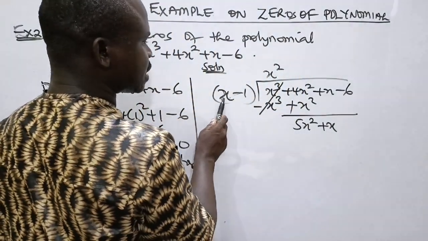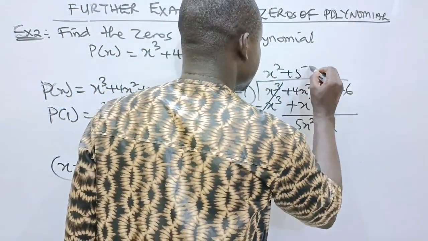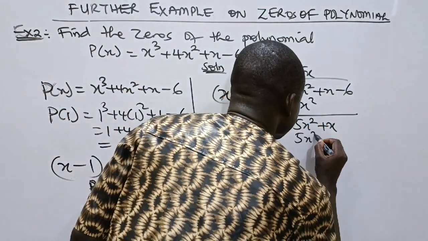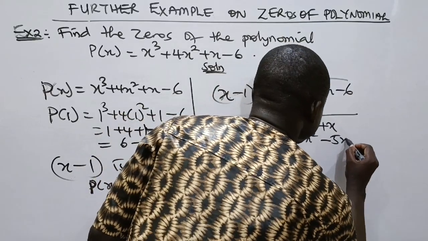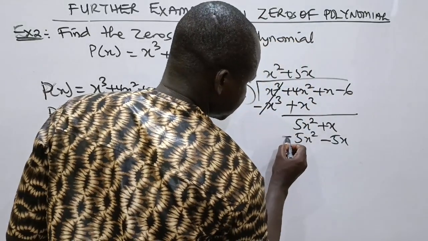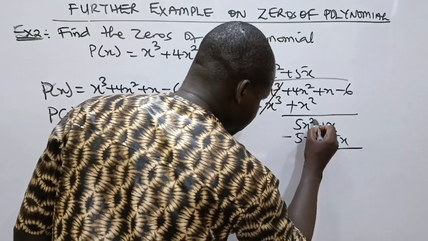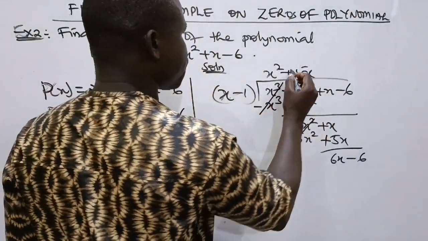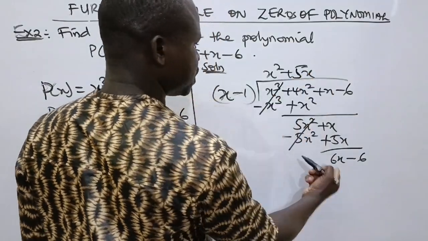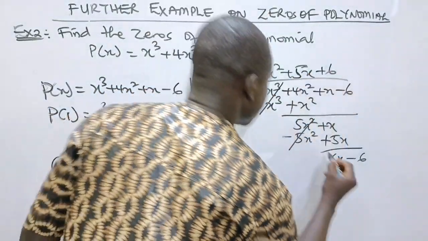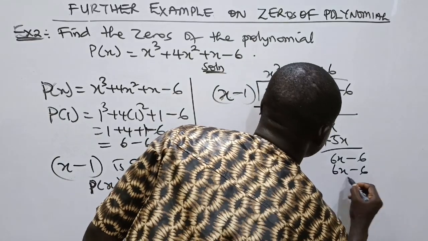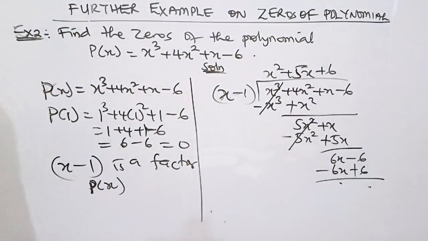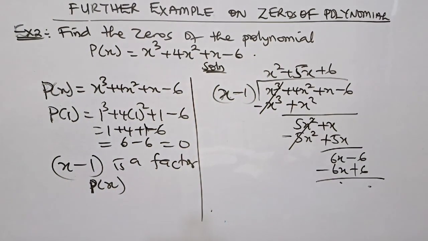What will I use to multiply x that will give me 5x squared? That is plus 5x. The 5x times x is 5x squared, minus 5x. Then we introduce the negative, so this becomes plus. Then this will cancel out. I'm going to have 6x here, minus 6. What will I use to multiply x to give me 6x? That's plus 6. Then I'm going to have 6x minus 6. If I introduce minus here we change to plus. At the end of the day, the remainder will be 0.